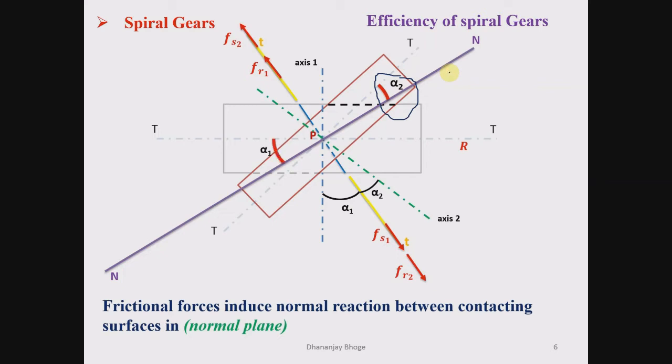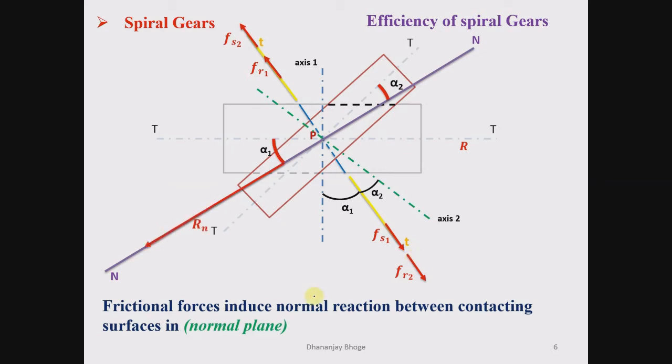Similarly, the angle between the transverse plane of gear 1 and the common normal NN will be helix angle alpha 1. Correct. Angle between transverse plane and normal plane is equal to the helix angle. So mark these corresponding helix angles.